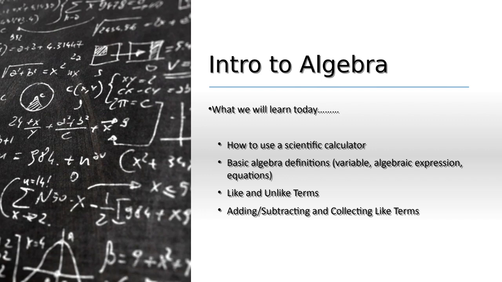So today we're going to learn how to use a scientific calculator, some basic algebraic definitions. So what is a variable, algebraic expression, equations, what are like and unlike terms, and how do we collect like terms? So we're going to get into adding and subtracting. If this is a little too advanced for you or you need extra clarification, you can always ask your instructor. We do have additional resources, but this is meant to sort of introduce you to these terms. So try not to be super intimidated as we get started, because it can be a little overwhelming at first if you haven't seen algebra in a while.